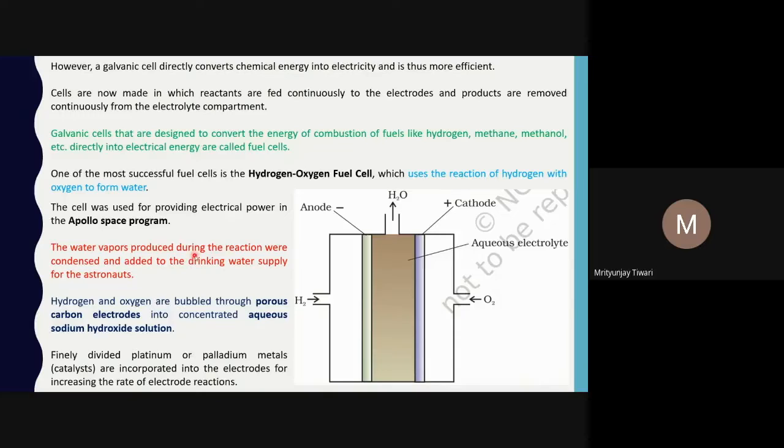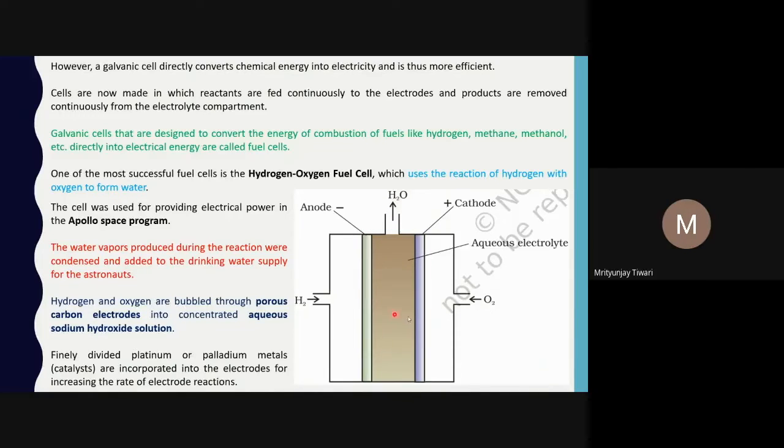The water vapors are produced during the reaction in this Apollo space program. Once hydrogen reacts with oxygen, molecules of water will be formed, and these water molecules are produced in the form of steam. And once you condense that steam, what happens? The astronauts also use this water for drinking purposes. And the hydrogen and oxygen are bubbled through porous electrodes. You just see there are three compartments. This is the top sketch of a fuel cell, with three compartments. From one side the hydrogen is being added, and from the other side oxygen gas is being added, and the water vapor, the steam, one can remove from here. This is the cathode and anode.